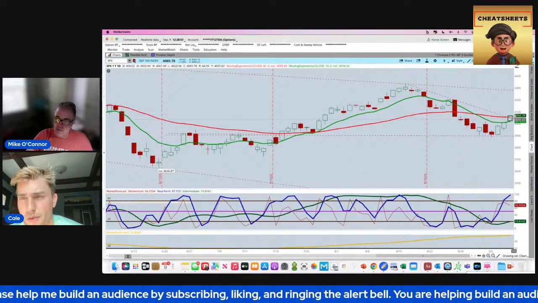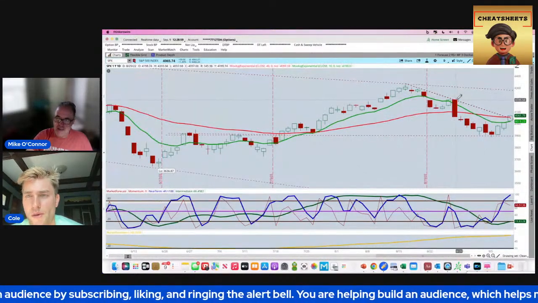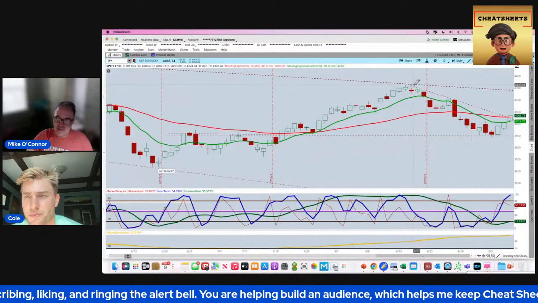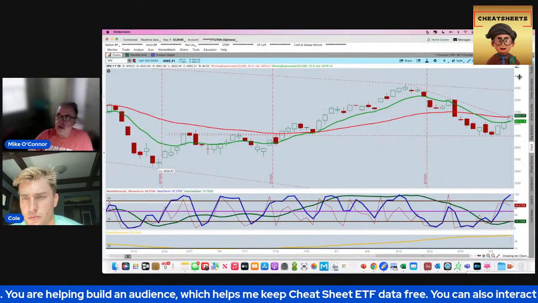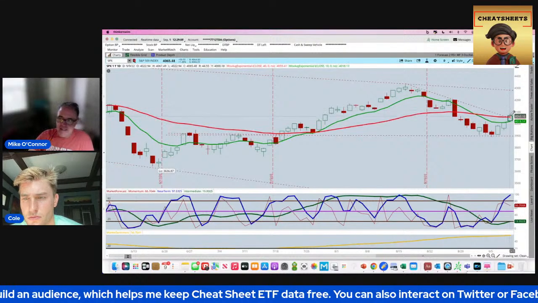So here's the 40-day moving average. Here's this little, what we call diagonal resistance, just a diagonal line that connects a few different price bars. So we're here a couple hours before the close. We're kind of at a key level.